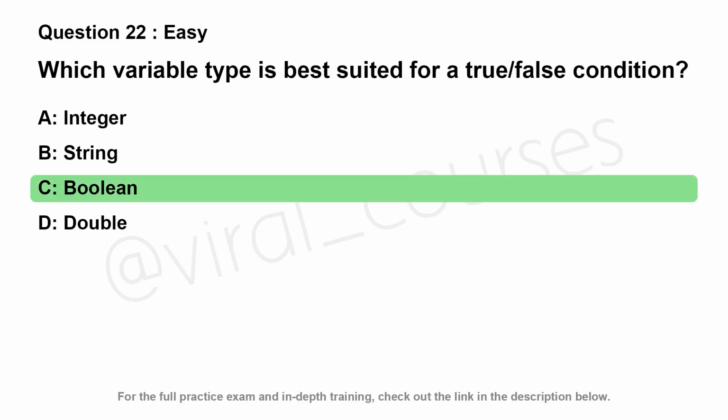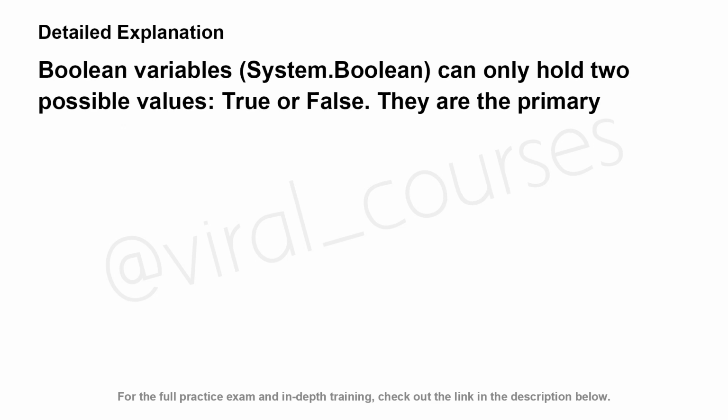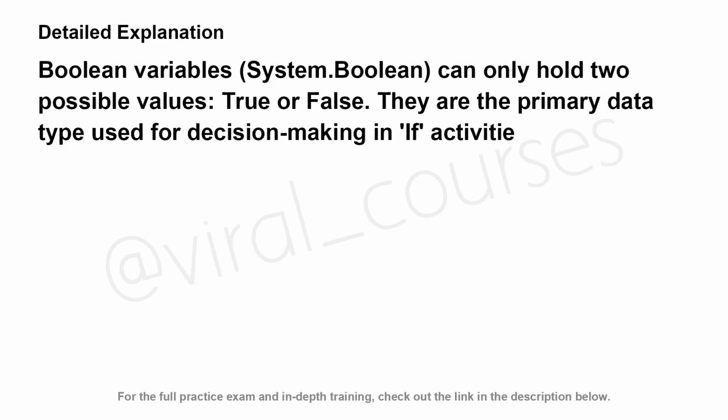The correct answer is C. Boolean variables. System.Boolean. Can only hold two possible values, true or false. They are the primary data type used for decision making in if activities and flow decision nodes.